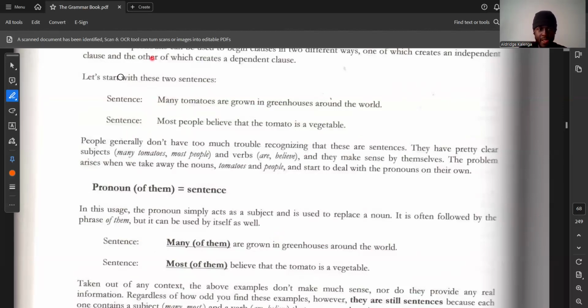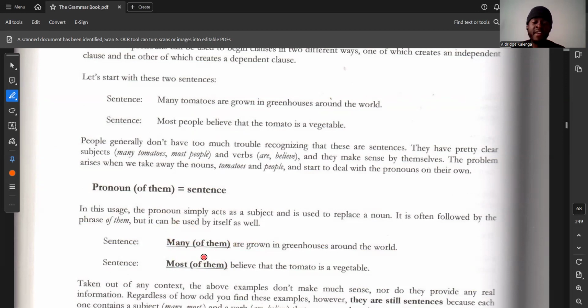So, for example, you have these sentences: many tomatoes grow in greenhouses around the world, and most people believe that the tomato is a vegetable. These are sentences. Now, we're going to look at these two sentences in different forms. Many tomatoes are grown in greenhouses around the world. You can say many are grown in greenhouses around the world. That's still fine, still a sentence. We do not need to know that many is referring to tomatoes. We just know many is referring to some subject, and this verb is conjugated corresponding to that subject.